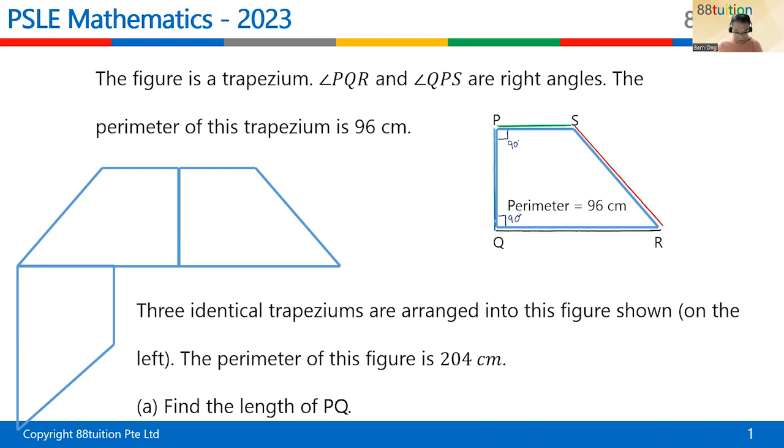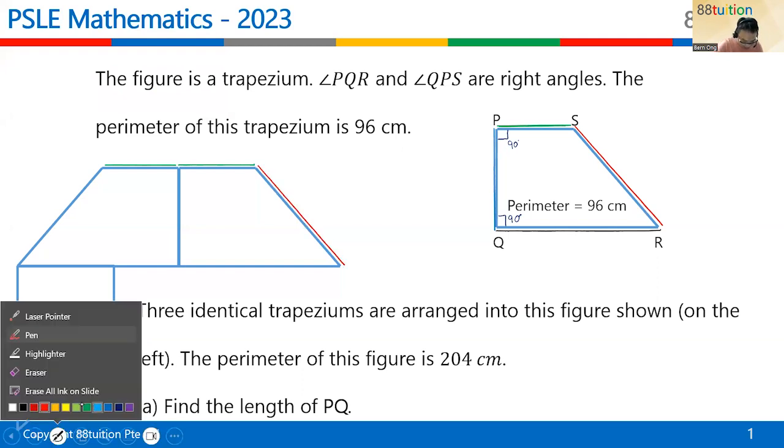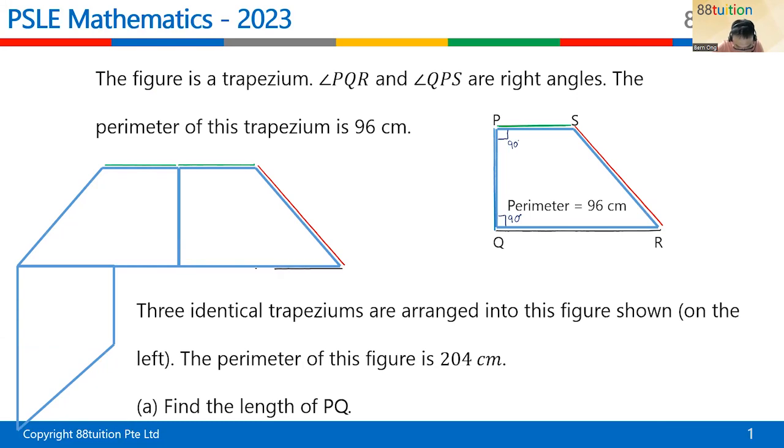All right, reading on. 3 identical trapeziums are arranged into this figure as shown on the left. The perimeter of this figure is 204. Where is the 204? Come, children, follow me again. The green plus the green plus the red, say red, plus the black, say black. Oh no, this portion is what? I don't know. Never mind, let's skip it first.